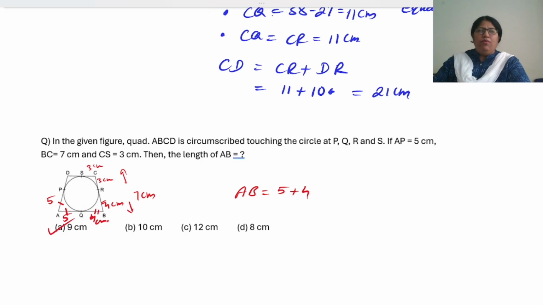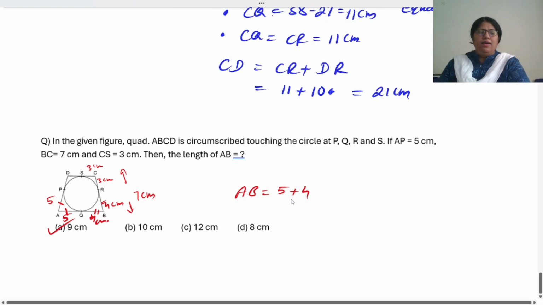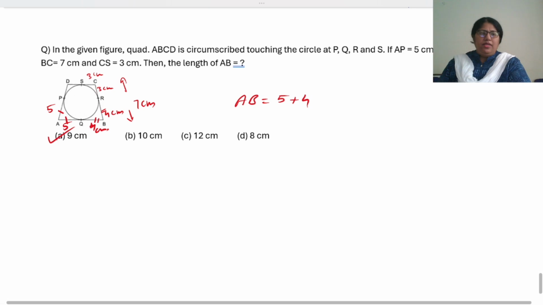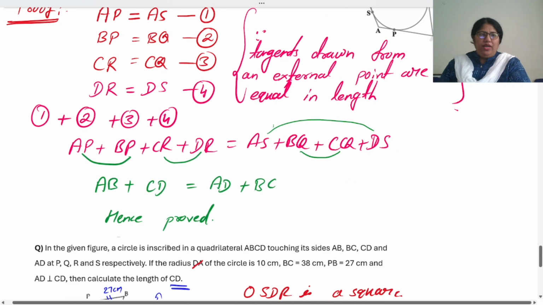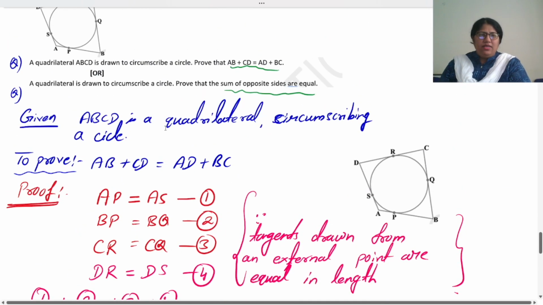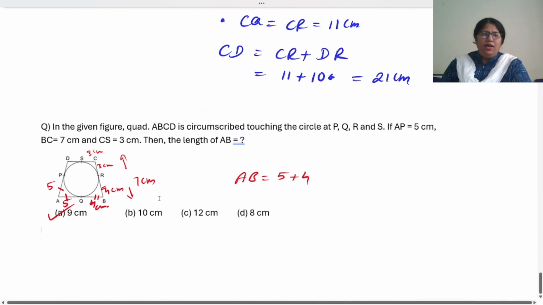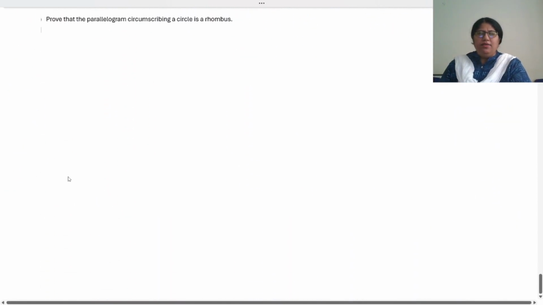Now using this, what do we do here? There is one more theorem that we prove using this, right? So this is the extension of this theorem. What happens if this quadrilateral becomes a rhombus? See here, there is one more proof here. Whatever you prove here, the sum of opposite sides is going to be always equal, right? If a circle is inscribed in a quadrilateral, now what is the extension of this theorem?